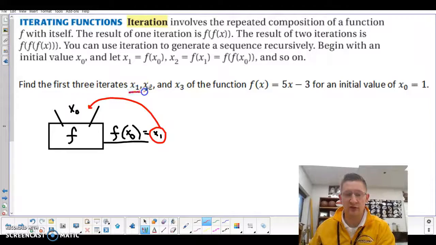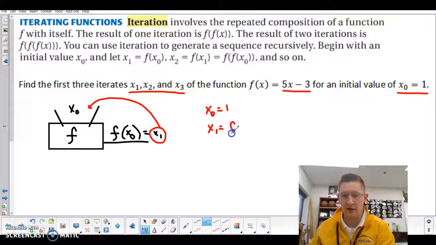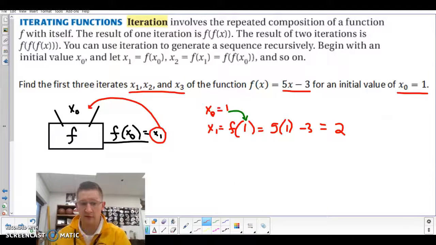So I'm supposed to find the first three iterates of this function, 5x minus 3, with an initial value of 1. So x sub 0, my initial value, is 1. Then to find the first iterate, I'm going to find f of 1, meaning I plug in that particular value. I take 5 times 1 minus 3, and I end up with 5 minus 3, which is 2. So that's now x sub 1, the next term in my iteration.